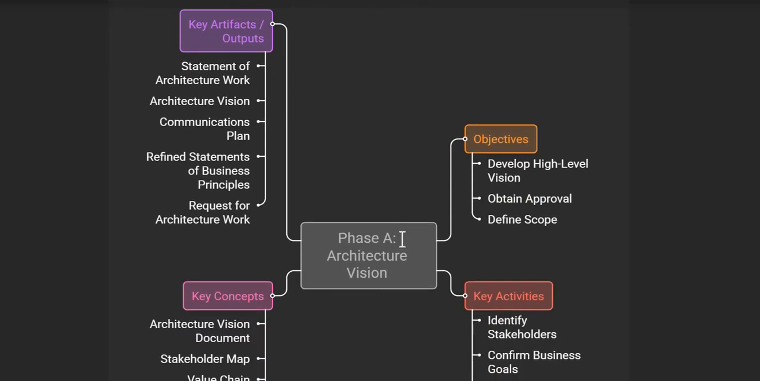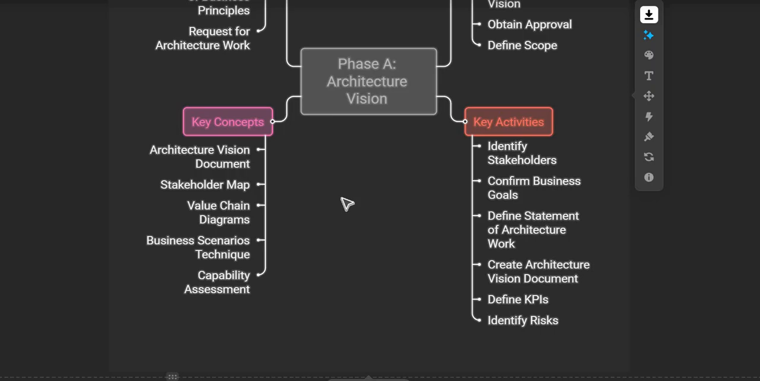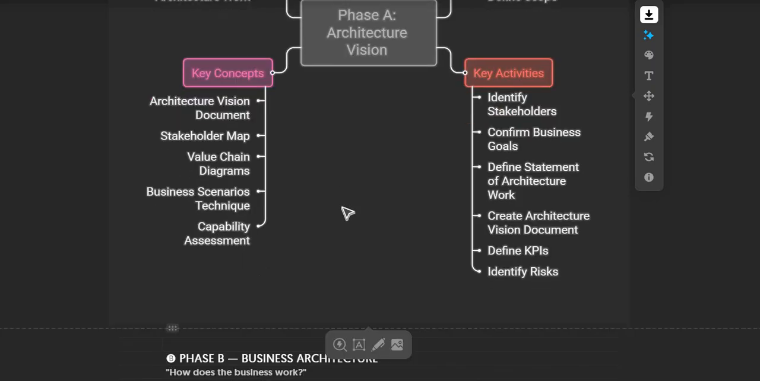If you see the diagram, you can see the objectives, key activities and concerns. The artifact output is the statement of architecture work, the architecture vision and the communication plan to refine the architecture. The architecture vision plays the key role here.